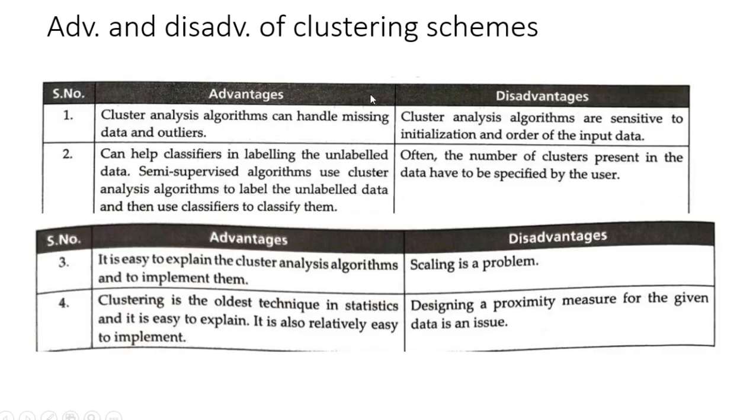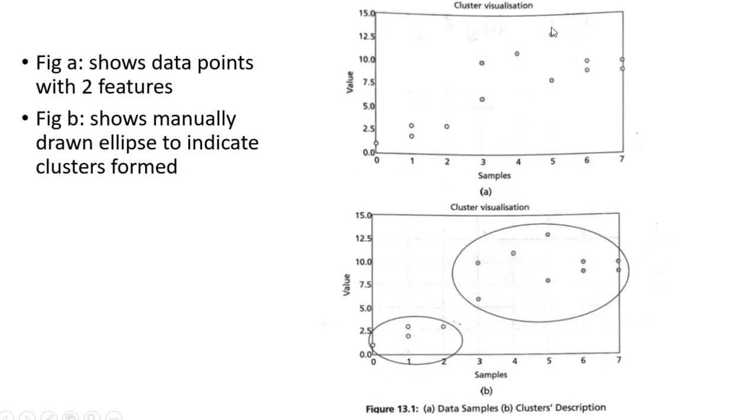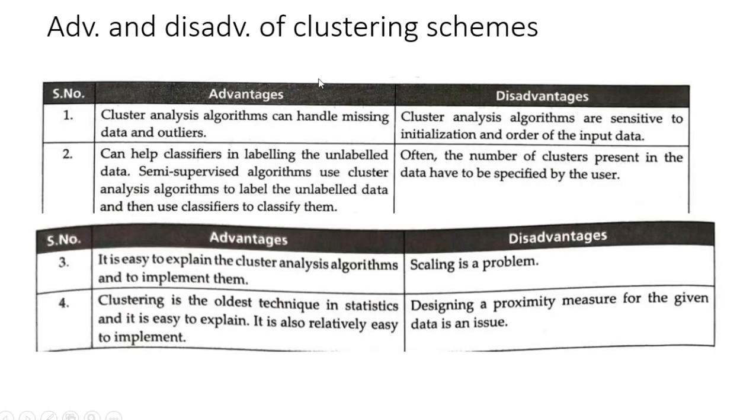So what are the advantages of clustering versus disadvantages? Advantages are, clustering algorithms can handle missing data. Suppose in your data there is missing data, it's fine, it can handle it. Outliers can also be handled. Outliers in the sense, let's say these are some data points, and they all belong to one cluster. So this can be an outlier. It's quite different. Outlier means the data point is quite different from the rest of the data points.